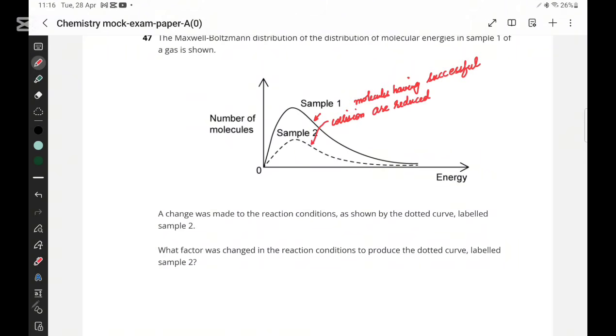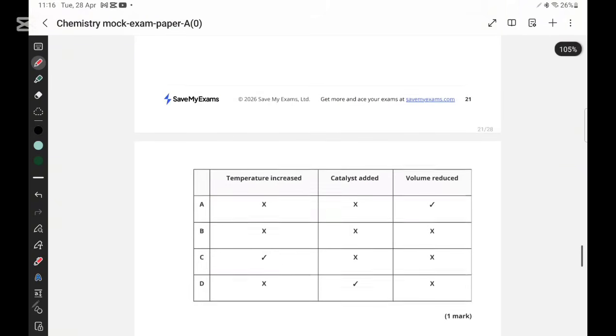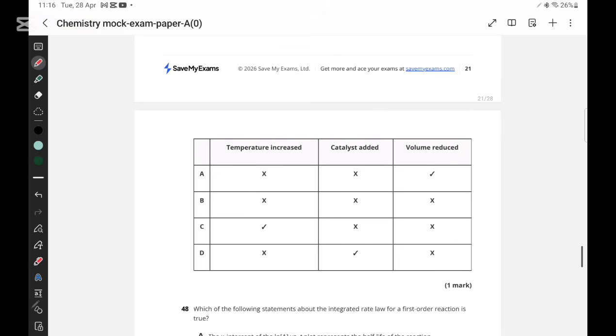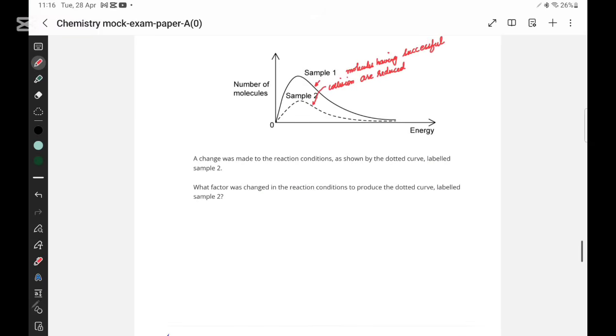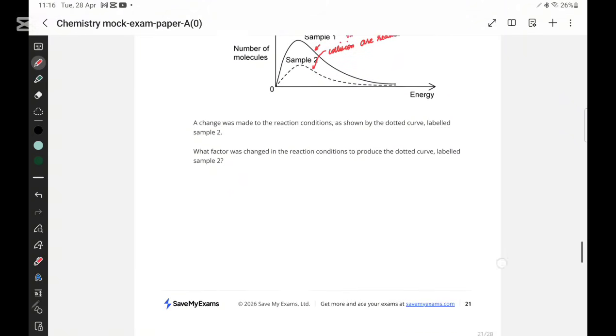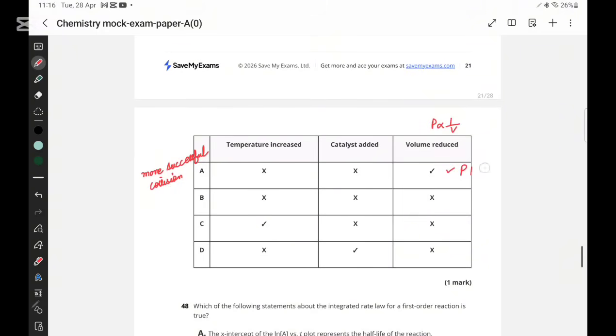So how can we achieve it? First of all, they have given us certain options. In option A they are saying volume is reduced. If volume is reduced, then pressure is increased, because pressure and volume are inversely proportional. If pressure is increased, then there should be more successful collisions. But this dotted line graph is at the bottom. That means now we have fewer molecules having successful collisions. So this option is going to be false.